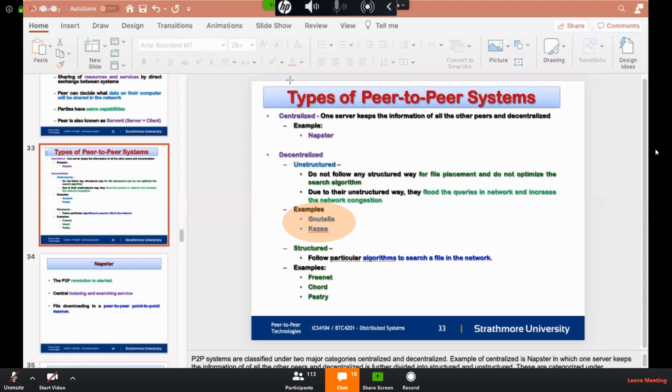In terms of the structured, we have those that are Chord and Pastry, among others. So remember this part here. They have an algorithm that is used, a particular algorithm, and Freenet, Chord, and Pastry are examples, among others. I'm sure as we discuss this more, you will find other ways. Part of that algorithm is structured if you add more.